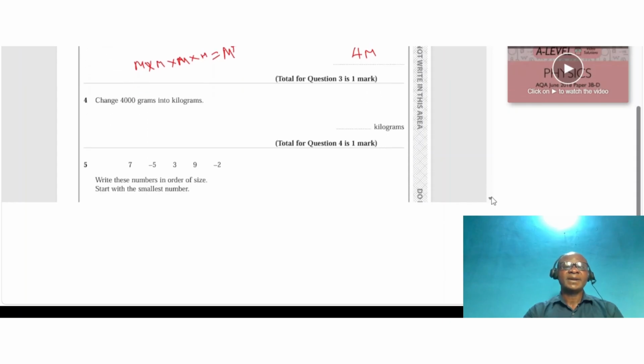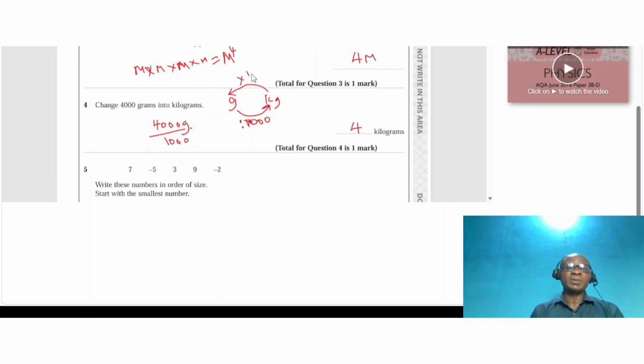Next, we are asked to convert 4,000 gram to kilogram. What we need is just to divide by 1,000, okay? And that will give us 4 kilogram. The reason is because between gram and kilogram is 1,000. If you are moving from gram to kilogram, you divide by 1,000. But when you are moving from kilogram back to gram, you multiply by 1,000. So that is the idea on how it is done.